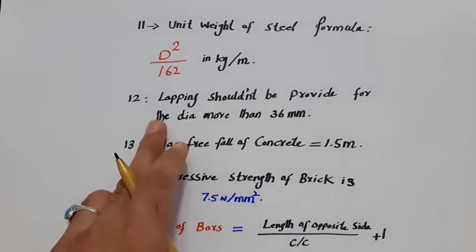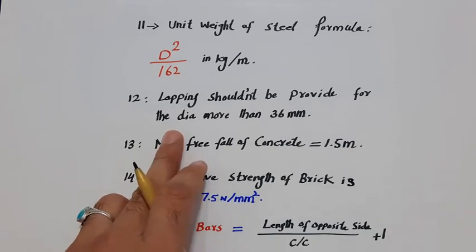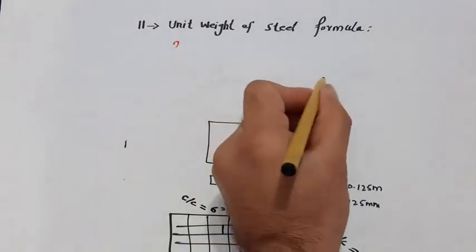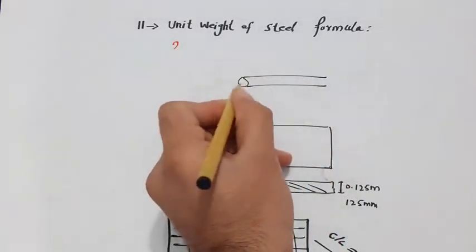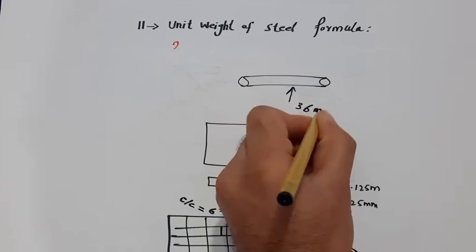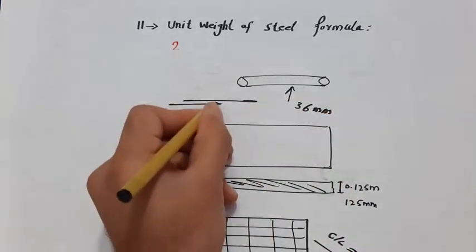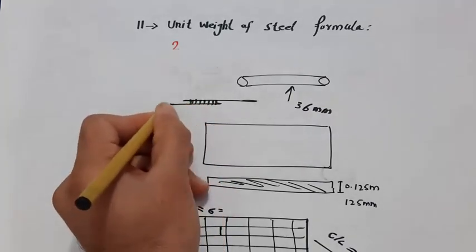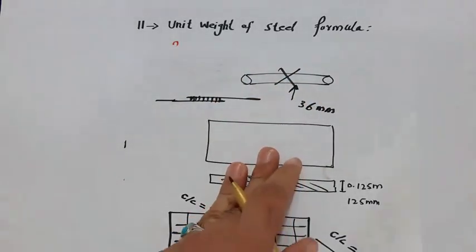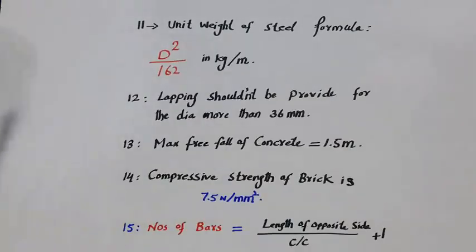Guys, the 12th one is that lapping shouldn't be provided for a dia more than 36 millimeter. For example, you can see this is a steel rod. If the dia is more than 36 millimeter, the lapping should not be provided. This is lapping, guys, you can see. Less than this you can use lapping, but for larger dia you can use the coupler method or any other one.